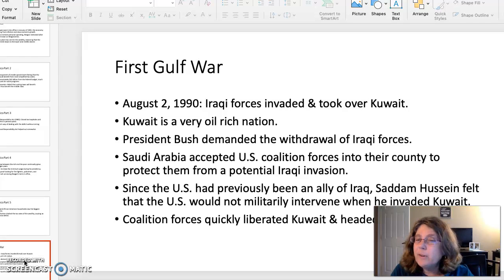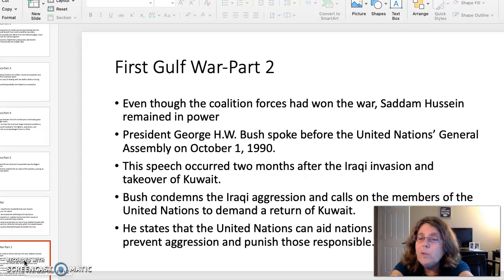Since the U.S. had previously been an ally of Iraq, Iraqi dictator Saddam Hussein felt that it would be fine to take over Kuwait, and the U.S. would not intervene. Basically, he very much underestimated us. Coalition forces quickly liberated Kuwait and headed into Iraq. Even though the coalition forces had won the war, Saddam Hussein remained in power. He remained in power for another 12 years.